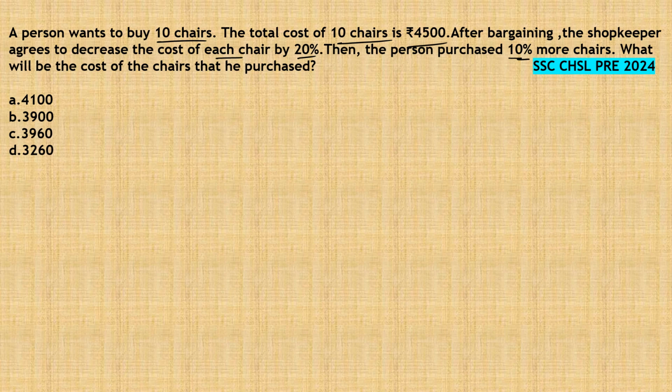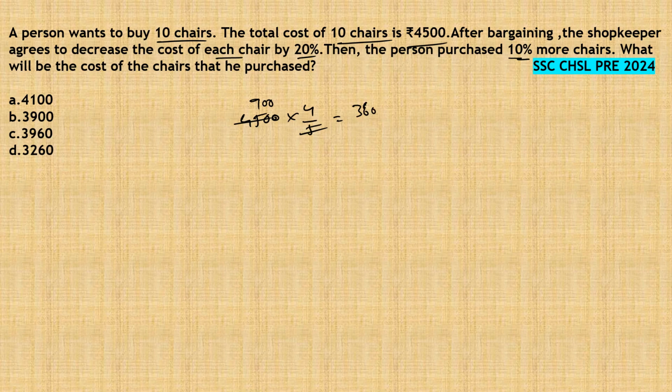20% discount was given. That means he charged 100 minus 20, that is 80% on each chair. That means he charged on all the chairs 4500, but only 80% of it. That is 80% denotes 4 by 5. Then the amount would be 5 9s are 45, 900 into 4, 9 4s are 36. That is 3600 is the amount.